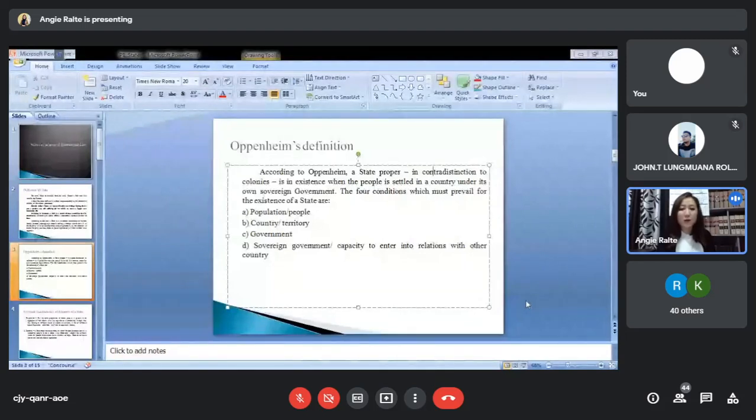Here in Oppenheim's definition, he gave four conditions which must prevail for the existence of the state. First, a population. Second, a country, a government, and sovereignty.